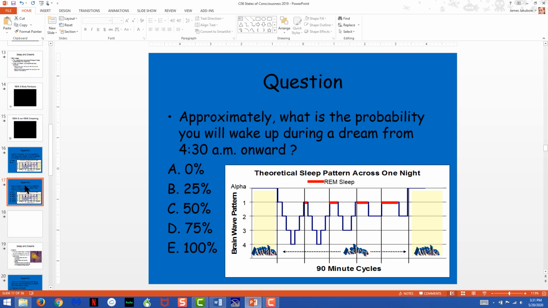So the probability you'll wake up during a dream from 4:30 a.m. onward is C, 50%. And the reason is, from 4:30 until the point where you wake up, you're only in REM sleep or stage 2 sleep. And therefore, with only 2 stages, there's a 50% probability that you will wake up when you are in REM sleep.